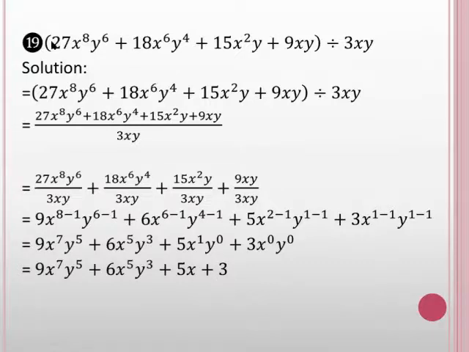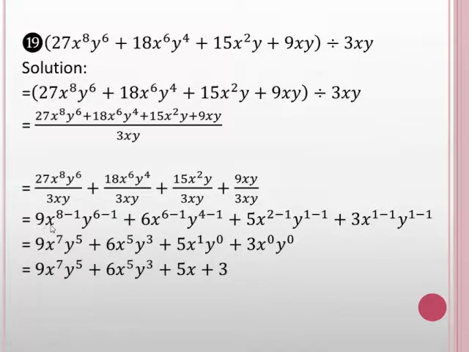Now students, here is question number 19, which has 27x^8 y^6 plus 18x^6 y^4 plus 15x square y plus 9x divided by 3xy. The solution starts here. We write the question as it is, and we write this question in the fraction form. So here we separate these fractions: 27x^8 y^6 is divided by 3xy plus 18x^6 y^4 is divided by 3xy plus 15x square y is divided by 3xy plus 9xy is divided by 3xy here. Here we cancel their coefficients.